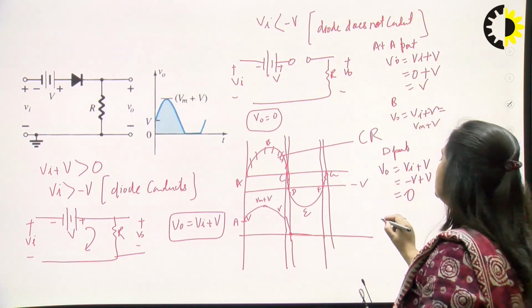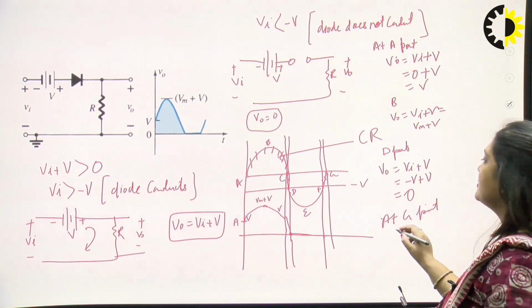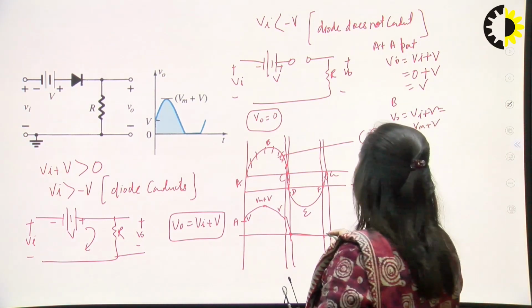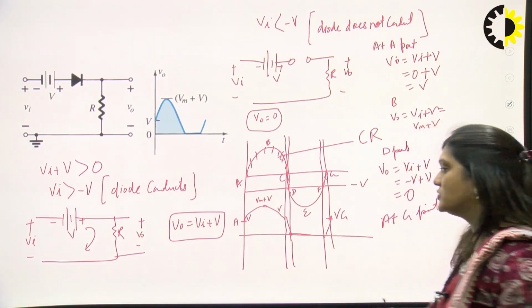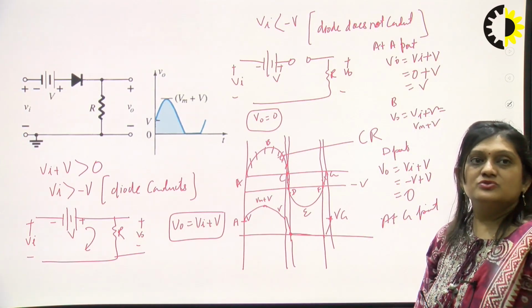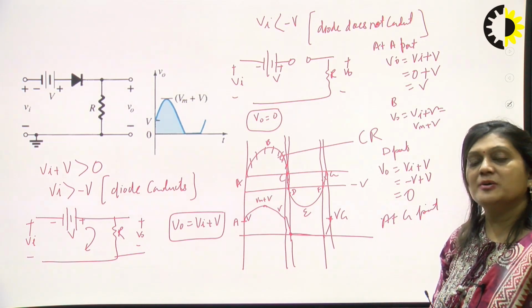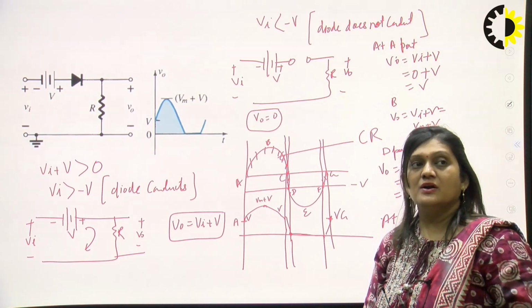And again at point G, output will be equal to Vi plus V, and the value of Vi is 0, so automatically it will be V. At point G, the value of output will be equal to V. So here we can see the negative cycle has been completely removed. So it's a negative clipper, a negative biased clipper.